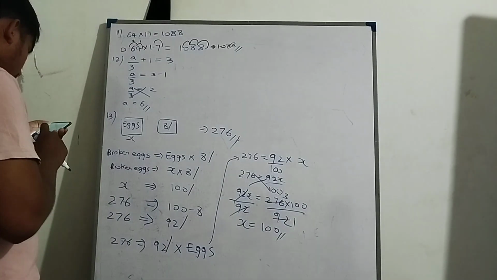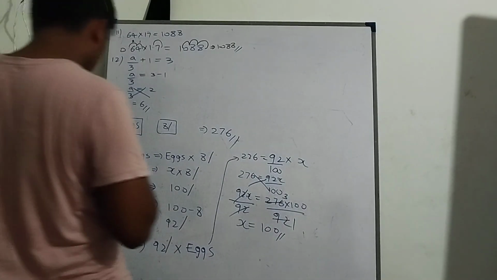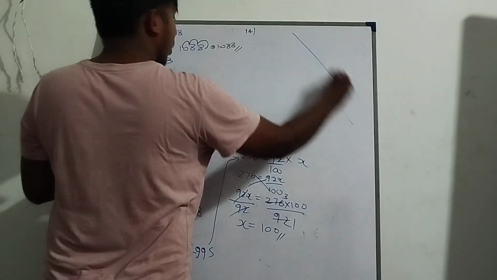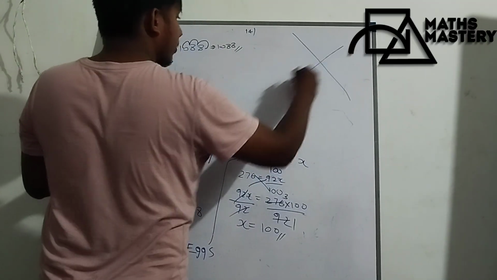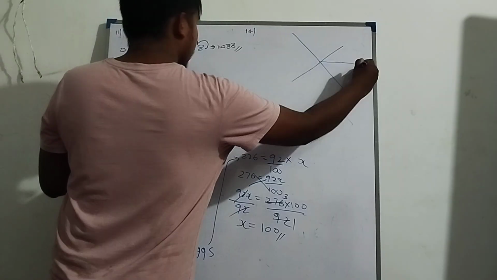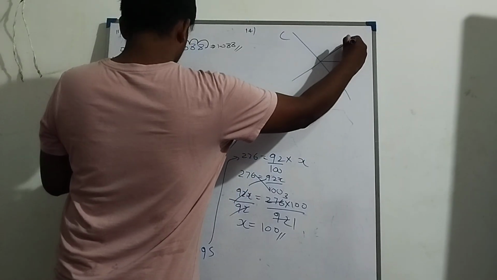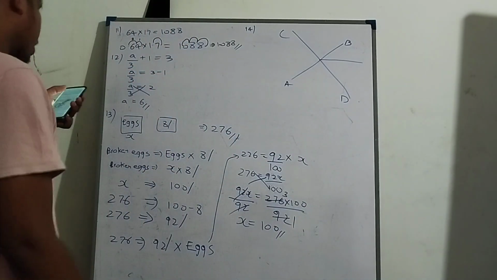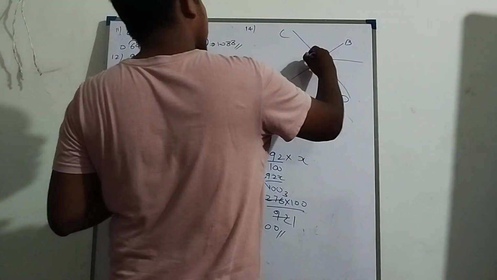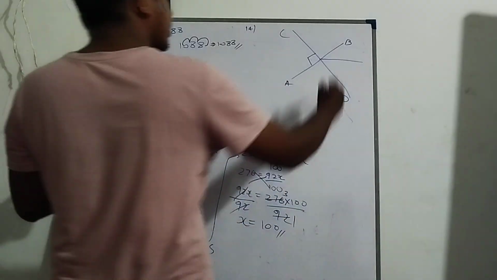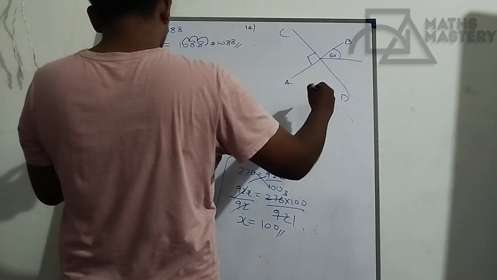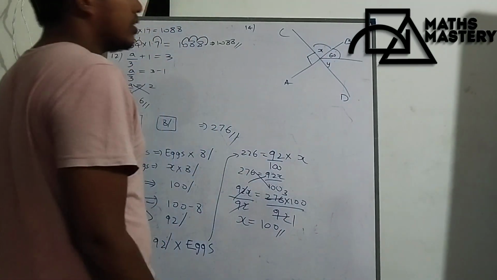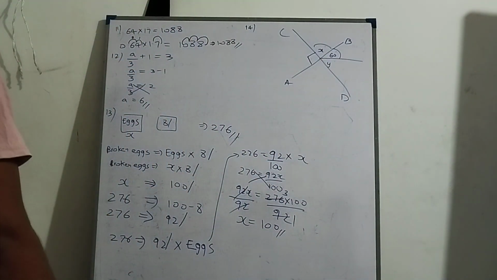Let's go to question number 14. The 14th question is a question related to angles. Okay. So this is C, this is B, this is A, and this is D, according to your question paper. And they have given you this sign. This is called as what? 90 degree. And this is 60 degree. And this is Y. And this is X. Okay, this is X. So how to get the answer?